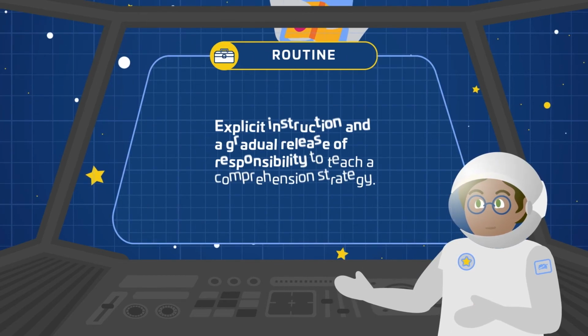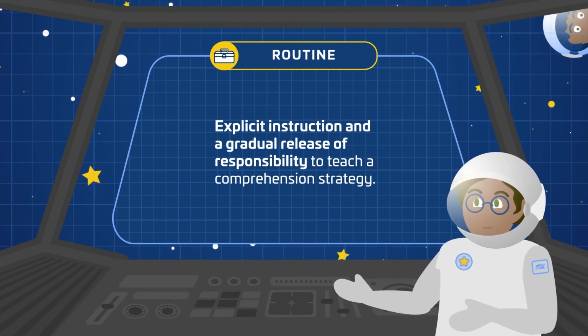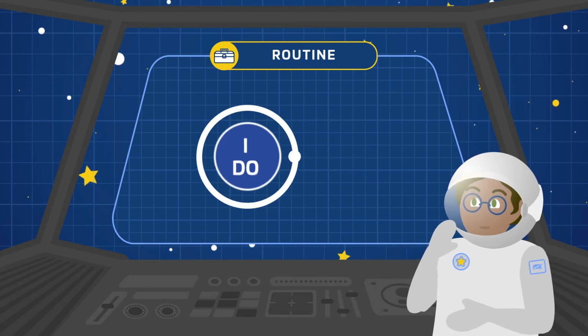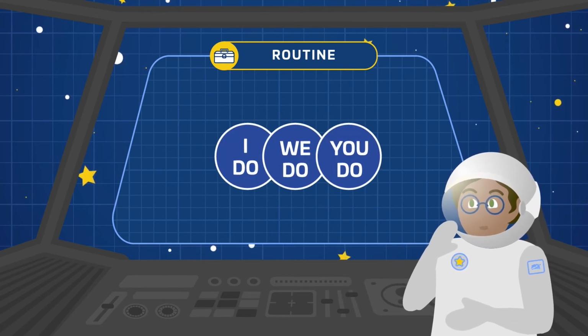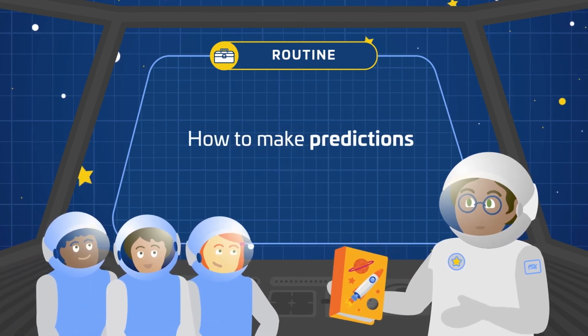Here is an example of how a teacher may use explicit instruction and a gradual release of responsibility to teach a comprehension strategy. This routine involves modeling and guided practice. Begin by explicitly modeling how to make predictions.